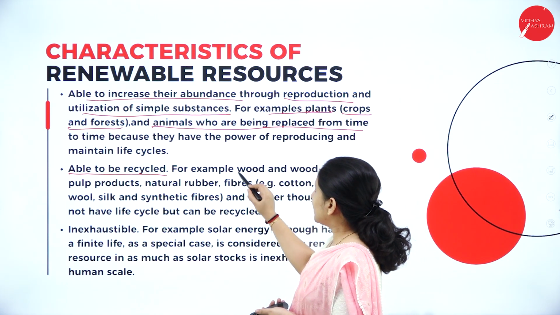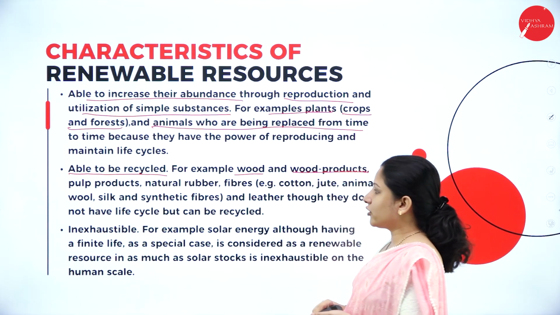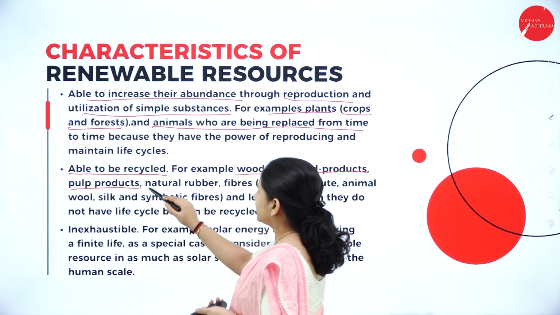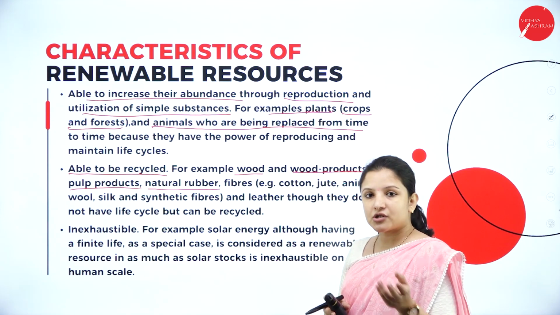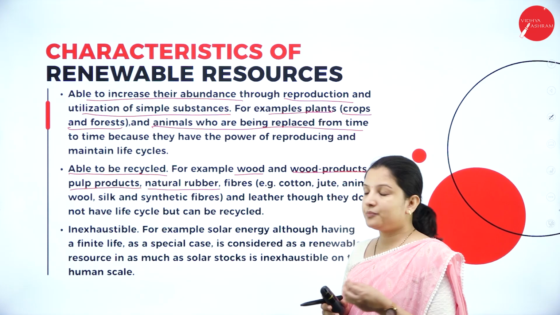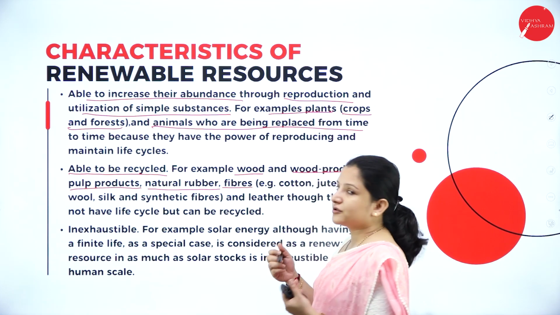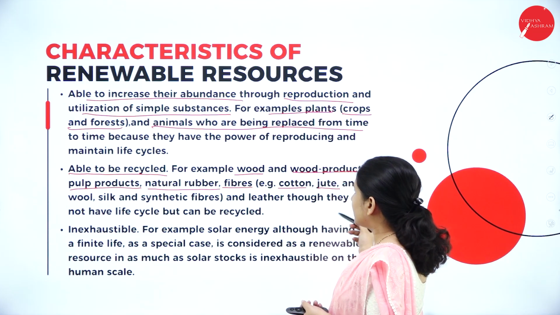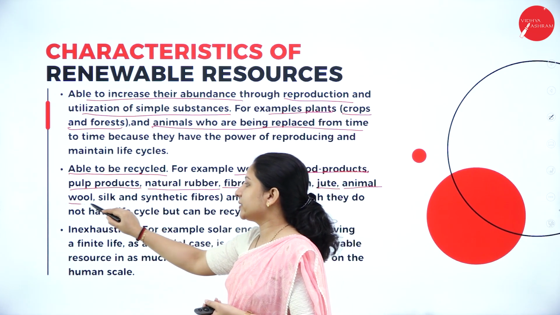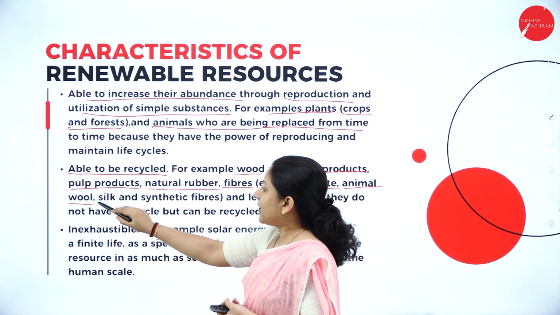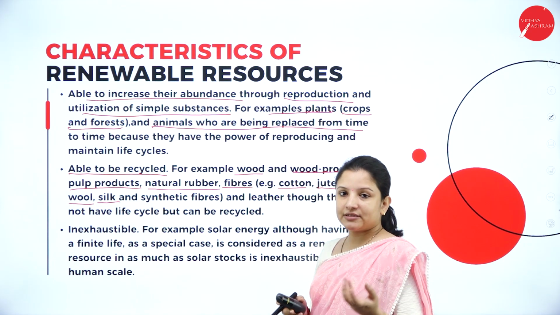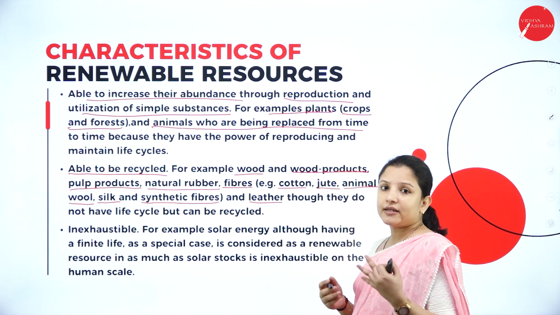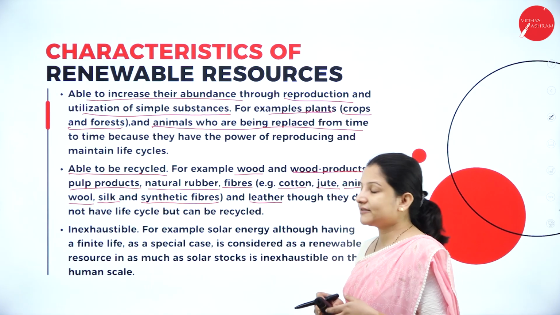Say for example, we will consider wood and wood related products such as the pulp products. Then we have natural rubber, which is got from the latex of the rubber plant. We have certain fibers that are used in making cloths, ropes and so on, like cotton and jute. Then we have animal wool, where sheep is one of the best examples. Then we have the silkworm, from which silk is derived, and we have the synthetic fibers and also leather that is got from the skin or the hide of various animals.